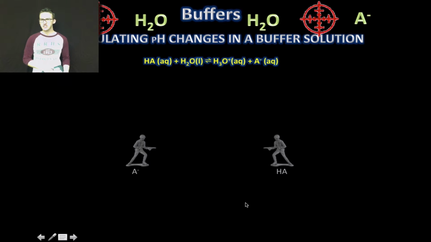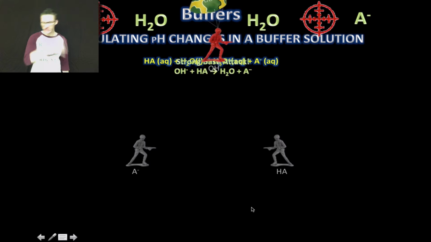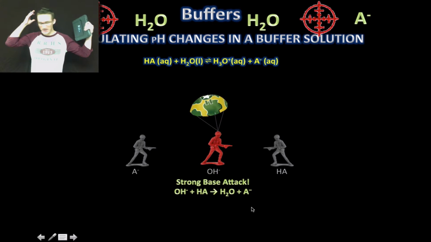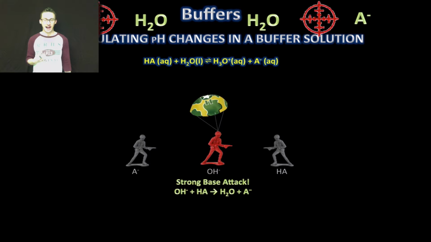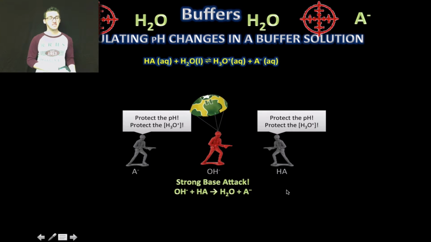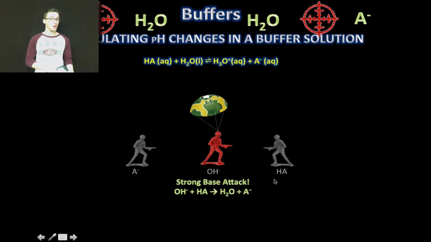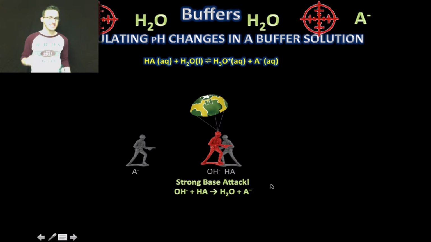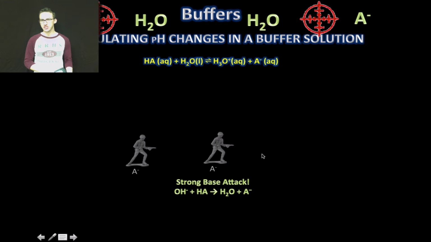Again, think about it in toy soldier format. Oh my goodness, we are under attack by strong base. Somebody save us. Again, we're going to try and protect the pH, protect the hydronium ion concentration. We've got some weak acid this time. It's going to step in, sacrifice its life to save that pH, and create additional conjugate base in the process.